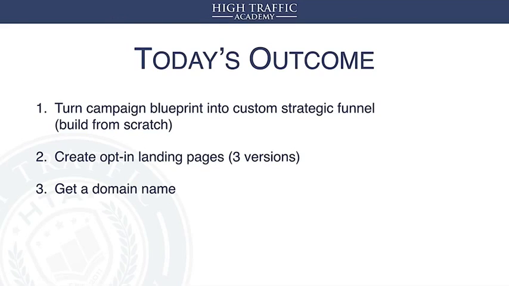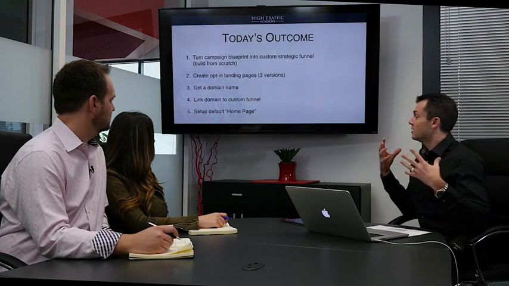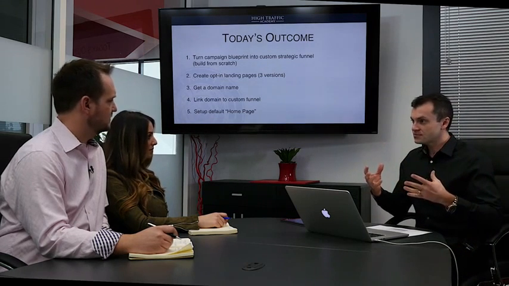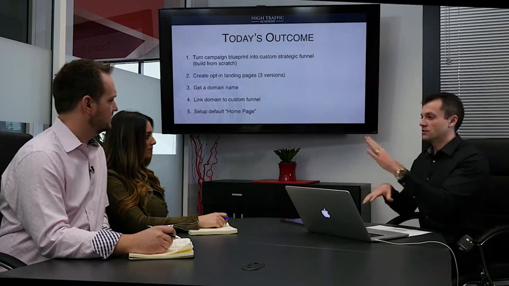Number 3 is we are going to get ourselves a domain name, and you don't have to worry about what that means. If you've never done that before, that's okay. We're going to pick the domain name, and then we are going to link that domain name to a funnel. I'm going to explain to you how that works and why we need to do that. And finally, we're going to set up what's called a funnel default homepage. So when somebody goes to your domain, for example, markbarley.com, where do you want them to end up? We're going to get all that set up, and it's going to be a lot of fun.